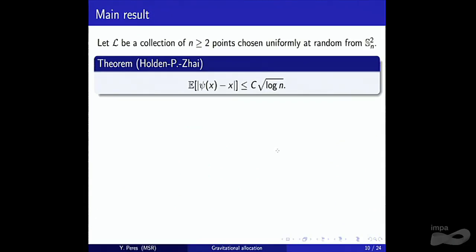So again, I'll say something about the history later, but here is the real theorem we prove: that the expected distance traveled from any point x, until the star it flows into, is order root log n.